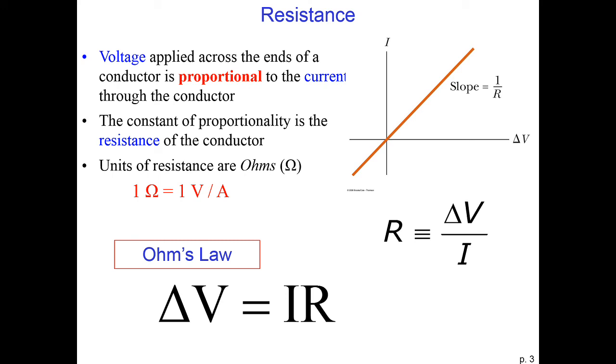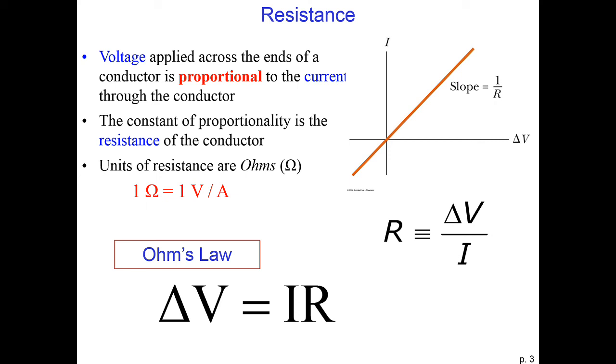So the big advantage of the resistance is that this sets up Ohm's law, which is a very simple description of the relationship between the voltage, the current, and the resistance. Ohm's law is the voltage across the conductor is equal to the current I times the resistance R.